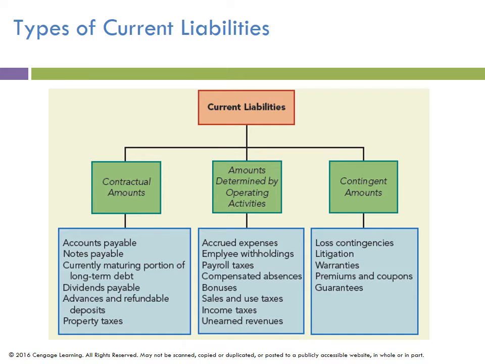So here's a great flow chart of current liabilities. Contractual, and they're the common ones, amounts determined by operating activities, accrued expenses, employee withholdings, payroll taxes, compensated balances, bonuses, sales and use tax, income taxes, unearned revenues. And then the final area of current liabilities are contingent amounts. So we're going to go through all of these different types of current liabilities in our presentation.